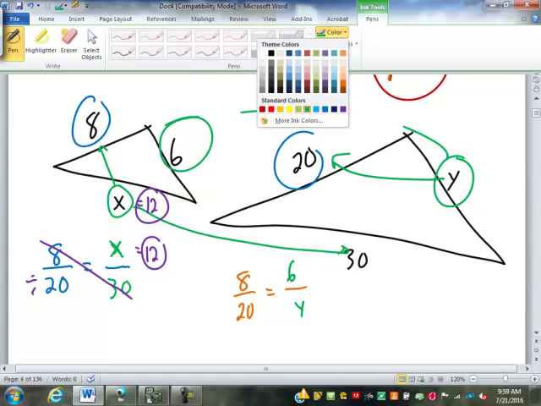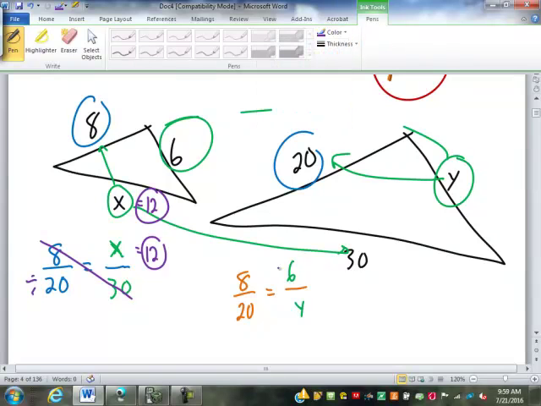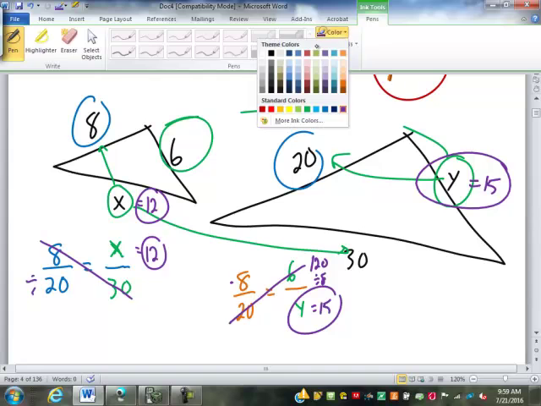So it's 6 over y. And we will cross multiply and divide. So now it's 20 times 6 is 120. Divided by 8 is 15. Anybody get both of those?